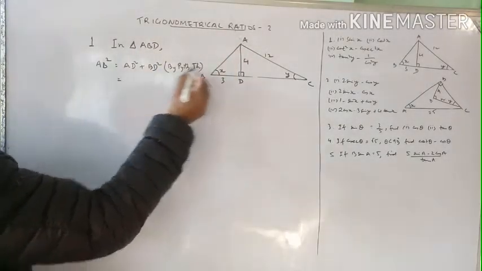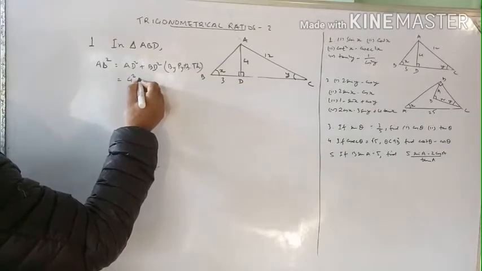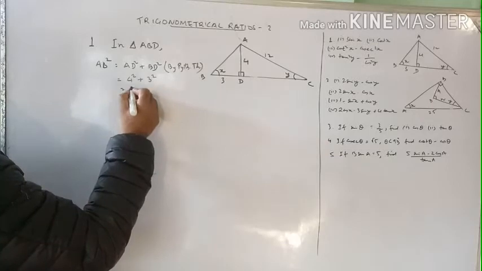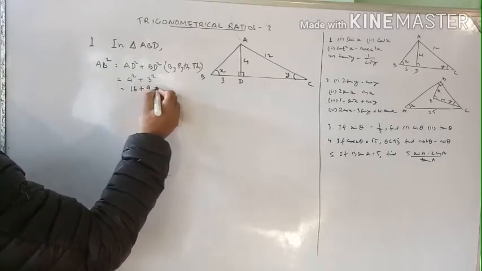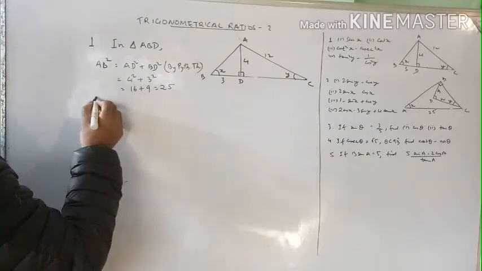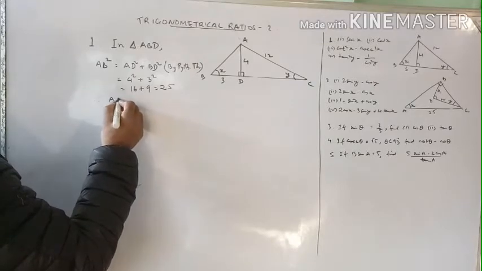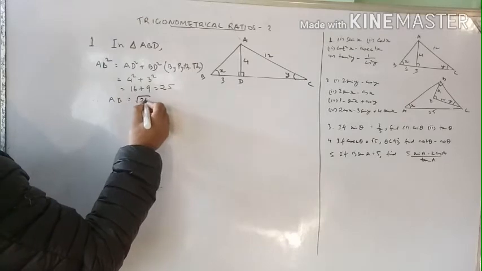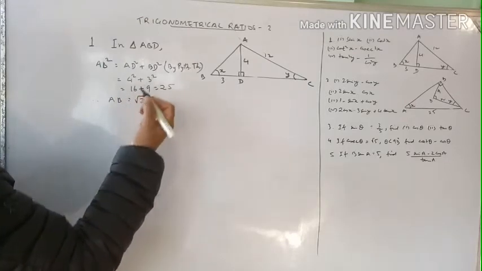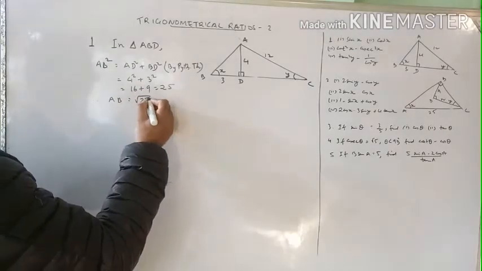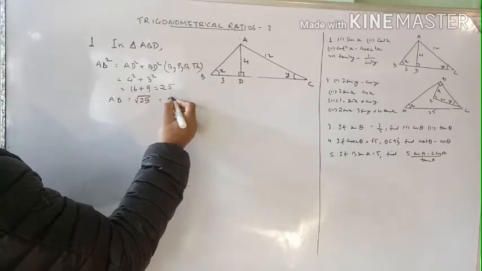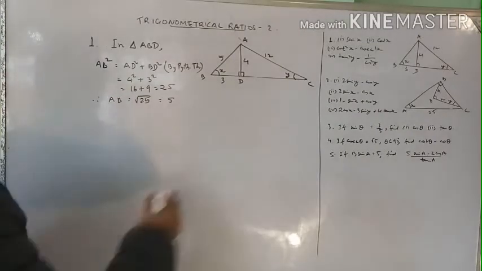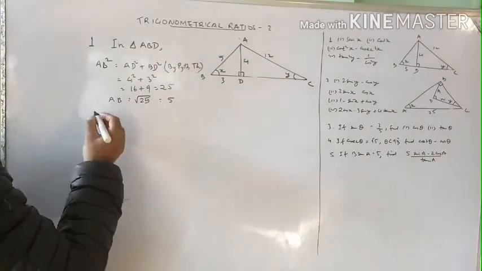So AD is 4, so 4 square, plus BD is 3, so 3 square. So 4 square is 16, 3 square is 9, that is 25. So therefore AB equals, since you are removing the square, you get square root of 25. Length is always positive, so we take the positive sign. So square root of 25 is 5. So now we know all three sides of this triangle. Now we'll take the second triangle.